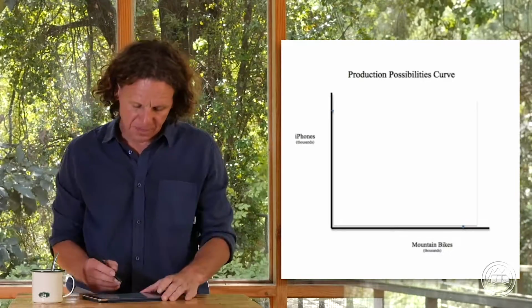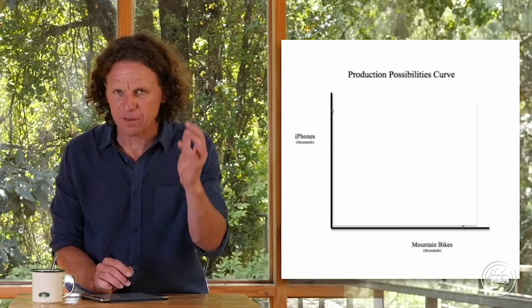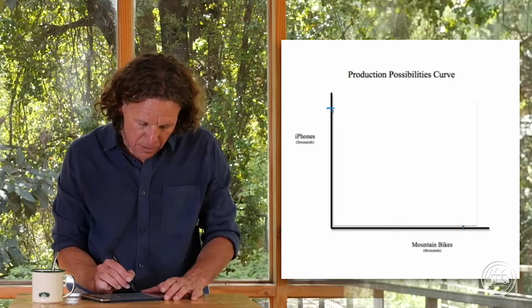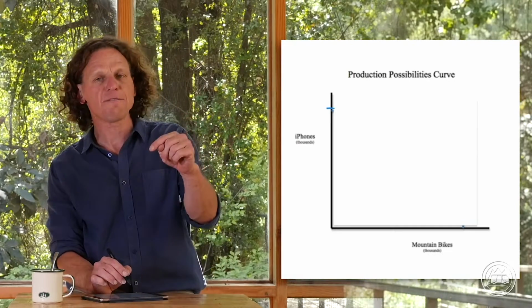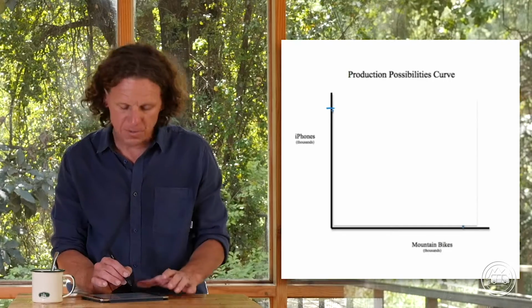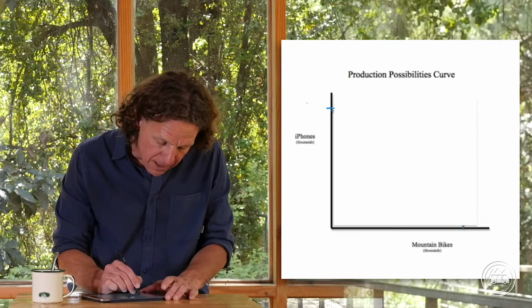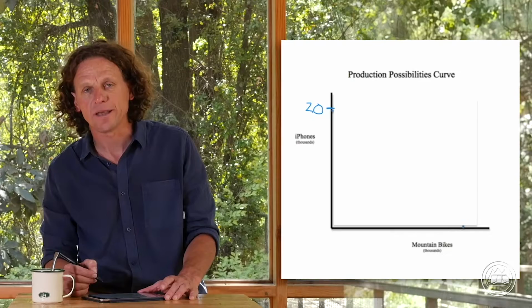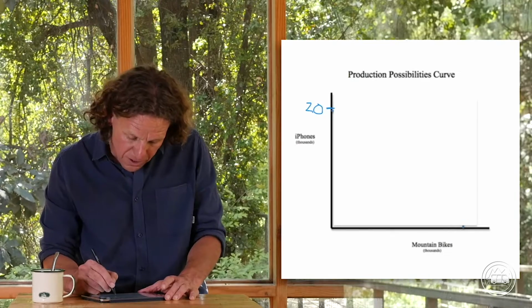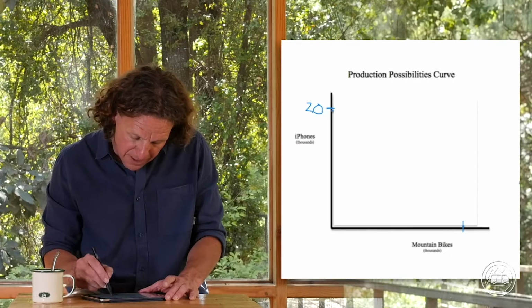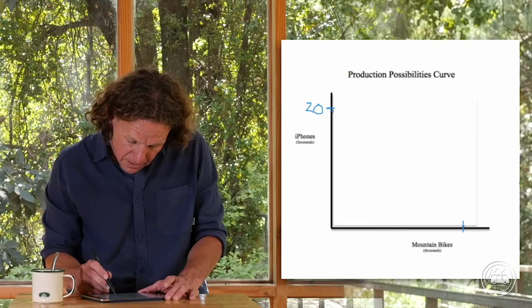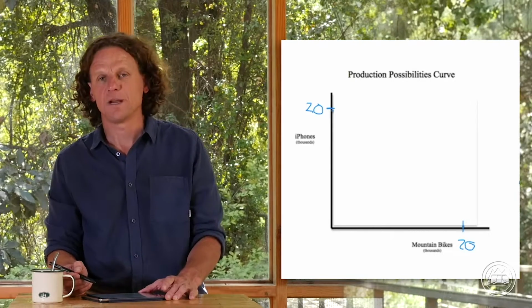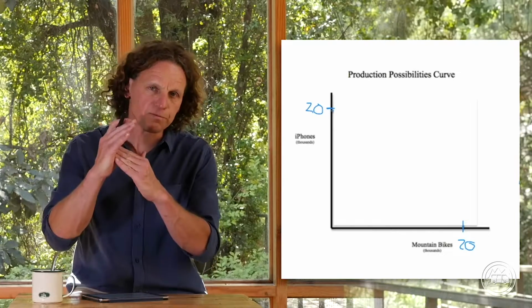Which means that in one day, and let's just make believe because we can, let's say that it takes one day for a person to make either an iPhone or a mountain bike, okay? So if we have everybody making iPhones, how many iPhones are we going to have at the end of the day? 20. If, though, we don't make any iPhones, but everybody is making a mountain bike, how many mountain bikes are we going to have at the end of the day? 20. Okay. Pause the tape.